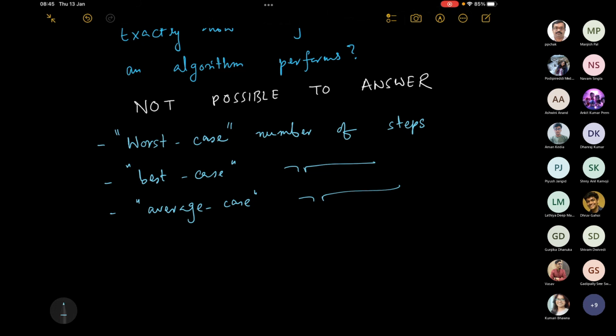Now among these three, which one should we use? These three are the first obvious candidates. Which one should we use? Worst case. Why? Because if we are able to solve the worst case, for any case also we will be able to solve. Okay, you have read the book.